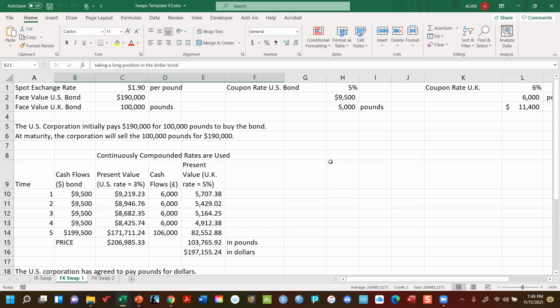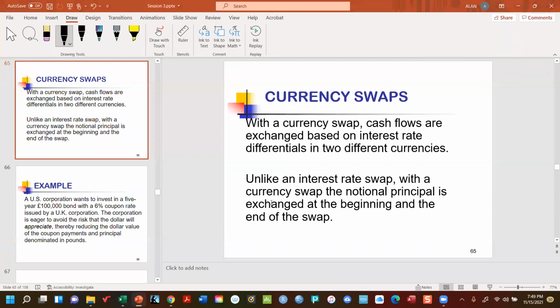All right, here we go. So now we can take a look at this currency swap. And again, the currency swap typically is based on fixed, fixed interest rates, but based in two different currencies.